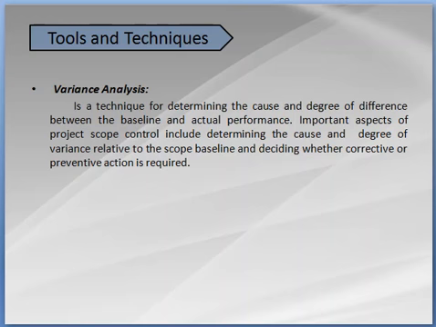The tool and technique used for control scope is variance analysis. It is a technique for determining the cause and the degree of difference between the baseline and the actual performance. Important aspects of project scope control include determining the cause and degree of the variance relative to the scope baseline and deciding whether corrective or preventive action is required.